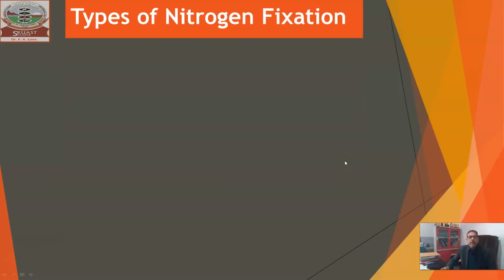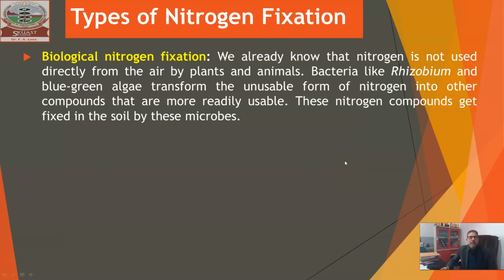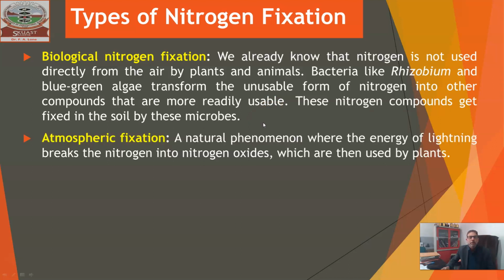Then, as far as nitrogen fixation is concerned, there are usually three different types. Number one is biological nitrogen fixation. We already know that nitrogen is not used directly from the air by plants and animals, but bacteria like Rhizobium and blue-green algae transform the unusable form of nitrogen into other compounds that are more readily usable. And these nitrogen compounds get fixed in the soil by these microbes.